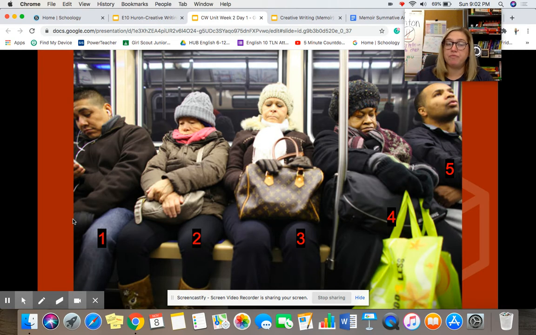Here's the picture. So you can choose person 1, person 2, person 3, person 4, person 5. They are all squished together on a subway in New York together. If you choose person 5, for example, you become that person and speak as though that person was speaking or thinking. You're going to look at that person and observe facial expressions, what they're doing with their hands, what you perceive that they are thinking about, okay?